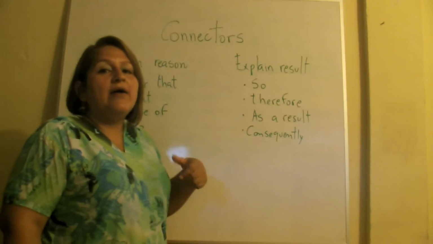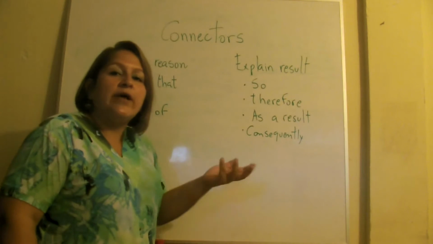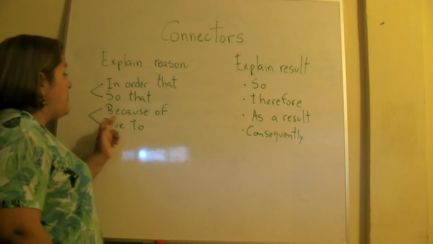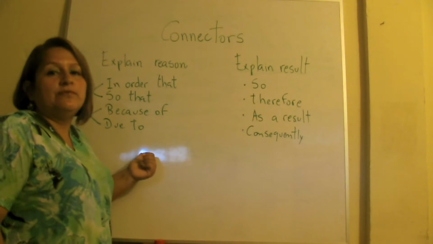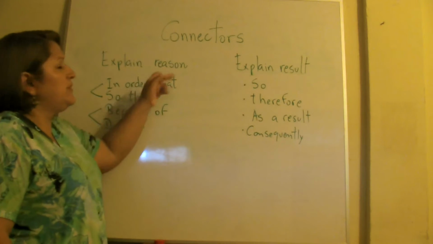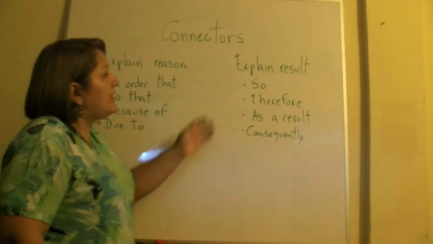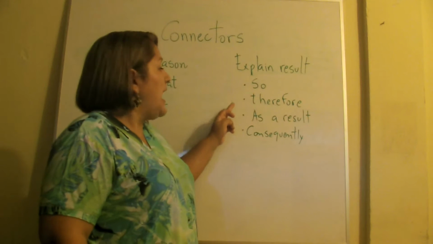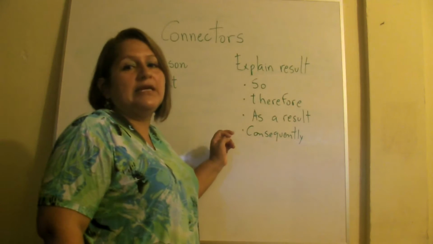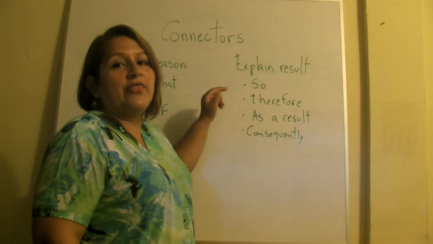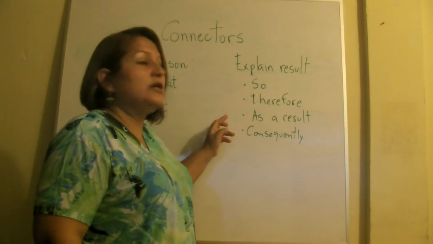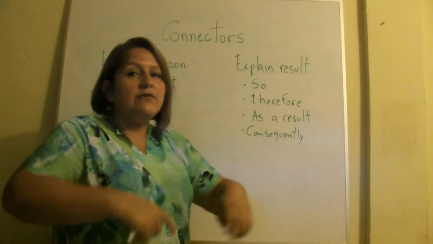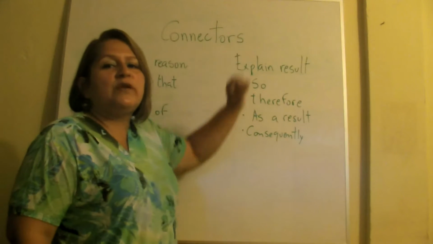Connectors for explaining reasons. Okay? Well, you use in order that, so that, because of, due to. Remember, these are the connectors to explain the reason for doing something. And to explain the result of something: so, therefore, as a result, consequently. Remember, connectors connect ideas when you want to explain a reason and when you want to explain results.